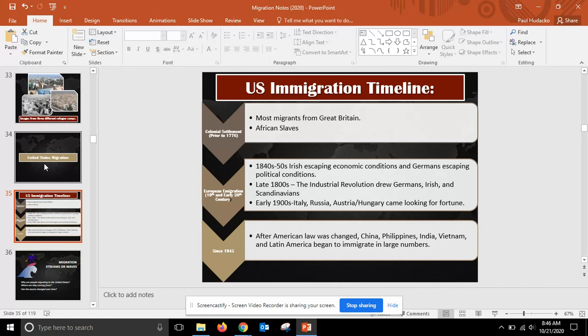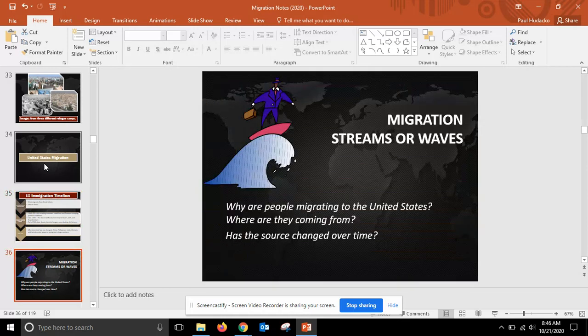A lot of this, again, you'll see in your textbook and your reading, if you've been doing your reading and keeping up with that. It does a great job talking about the changes across U.S. immigration. So let's go ahead and begin with the waves of migration. Again, we're going to talk about four major waves of U.S. migration. We're going to talk about why they're coming to the United States, where they're coming from, and how the source and location has changed across time.